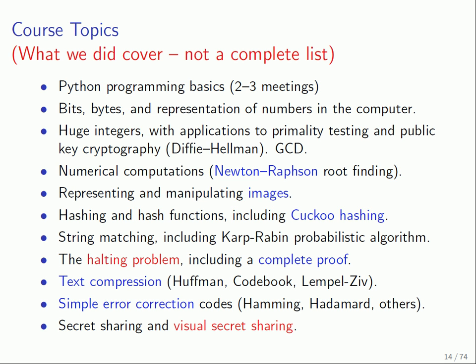We do some hashing and hash functions, including cuckoo hashing. Okay, I won't talk about cuckoo hashing here, but these notions are definitely digestible. Some string matching, including the Karp-Rabin probabilistic algorithm for string matching. Okay, this I introduced last time. I think it was good.